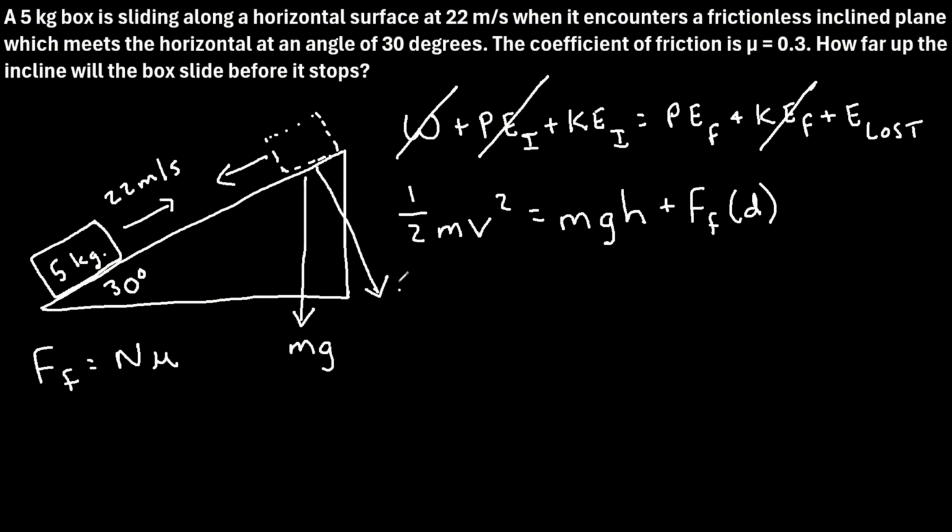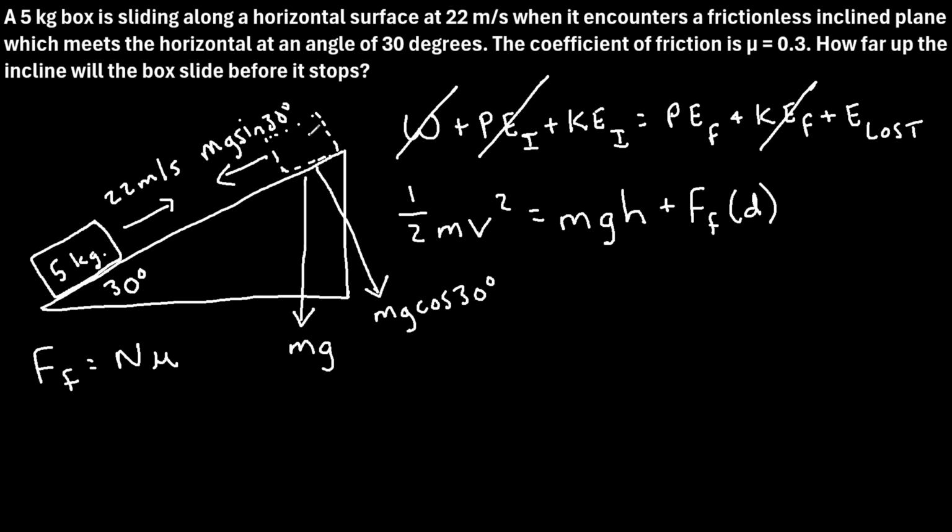Now, the magnitude of this component that is perpendicular to the inclined plane is simply going to be the force of gravity times the cosine of this angle right here. So we'll say mg times the cosine of 30 degrees. And the parallel component is just going to be mg times the sine of 30 degrees.